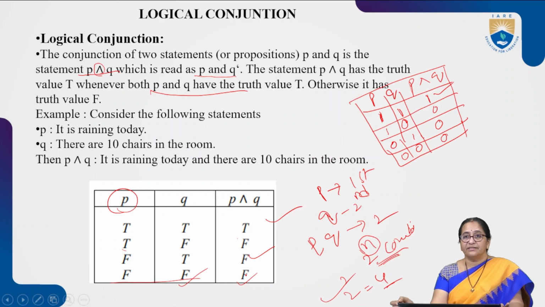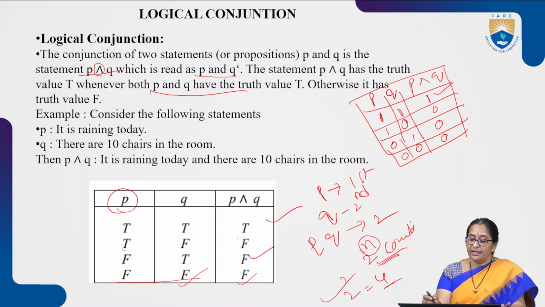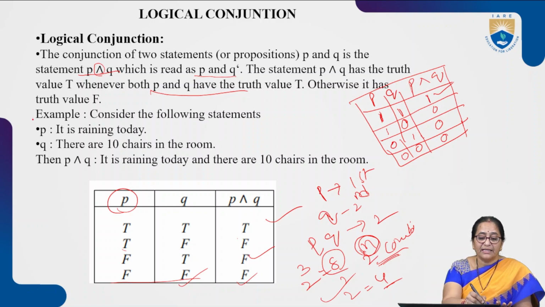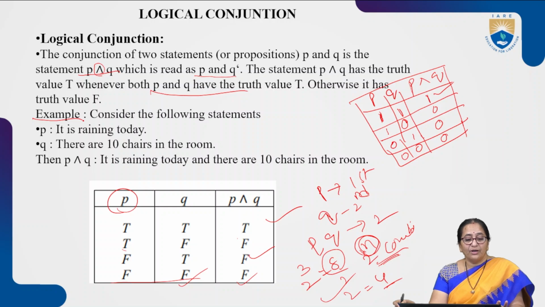FF, the result is F. Like that, we have here 4 combinations. If the number of variables here is 3, that is 2 cube, so in that case, we may have 8 possible combinations. Consider here one example. Consider the following statement.